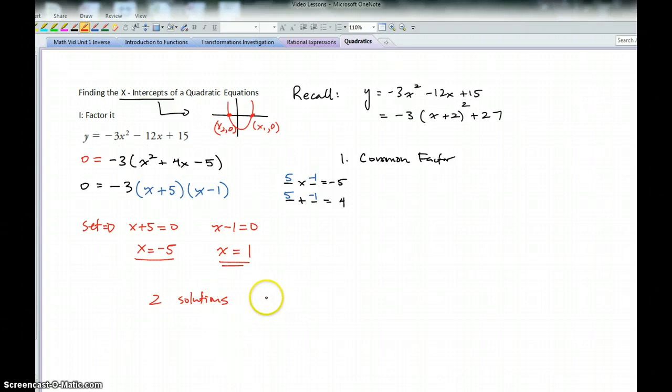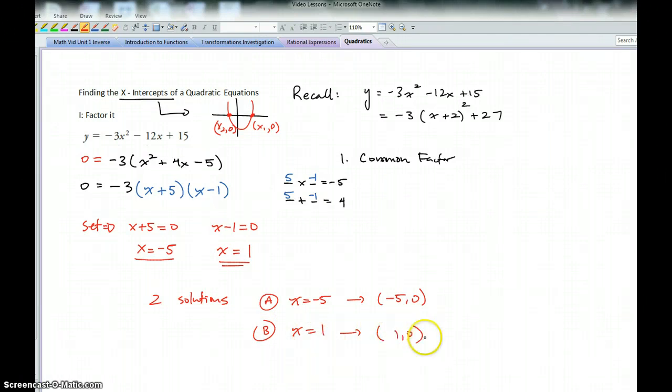Two solutions. Solution A, or solution 1, is x equals -5. This corresponds to the point -5, 0. And another solution B, x equals 1. This corresponds to the point 1, 0. Let's look at some properties here. These are important, because it'll help us out.